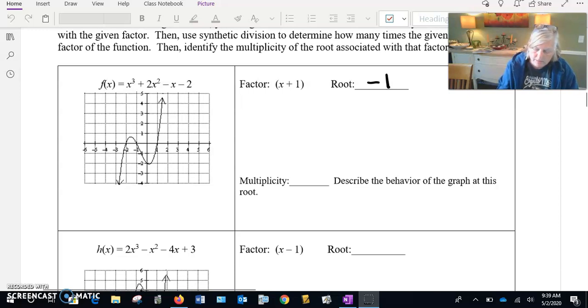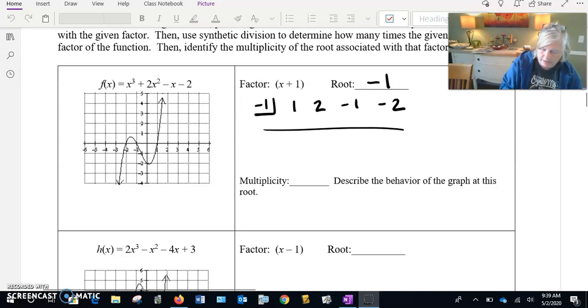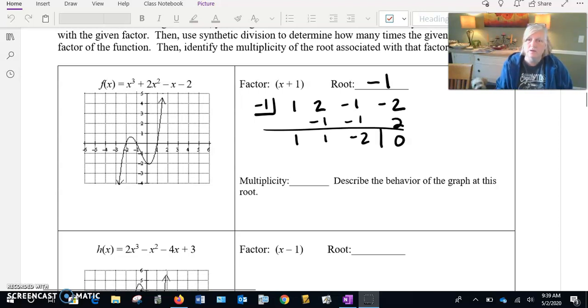And so what they've asked us in the instructions here is to identify the 0, which I did, and then we're going to use synthetic division to help determine how many times it goes into it. So remember synthetic division, we're going to do our -1, grab your coefficients, 1, 2, -1, -2. We're going to run synthetic really quick, so drop your 1, multiply, 1, multiply, -2, multiply, 2, and that gives us a 0.